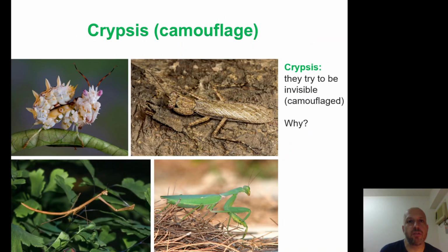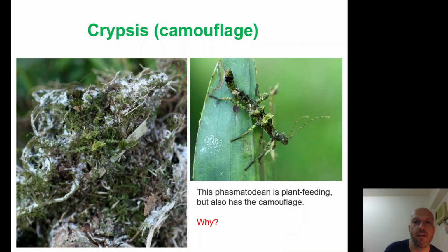So this is so-called crypsis, camouflage, right? The insect tries to look like something else, tries to look like a flower, tries to look like bark in this case, tries to look like a leaf, tries to look like a twig. Why be camouflaged? In the case of the praying mantis, it's easy, because she doesn't want to be seen by the prey, right? By some other insect which she is catching.